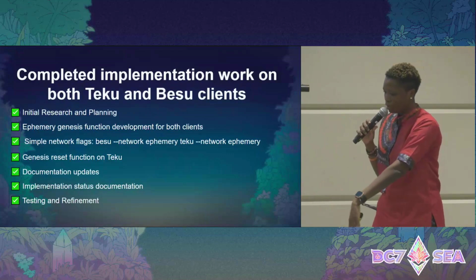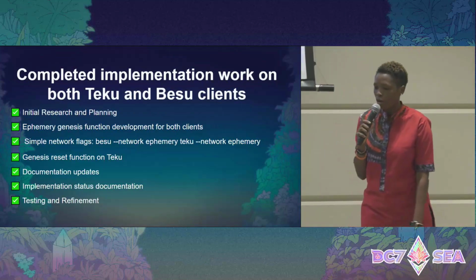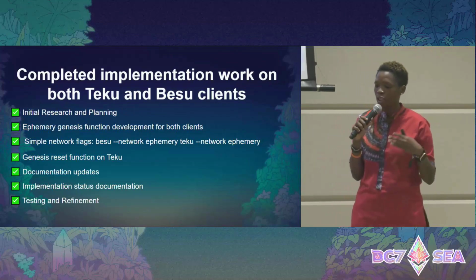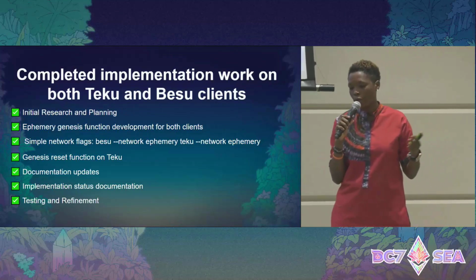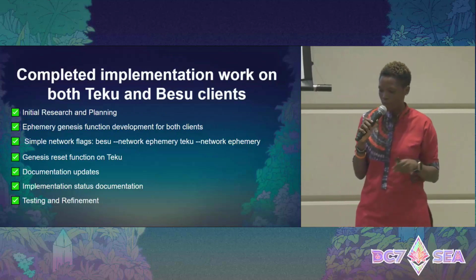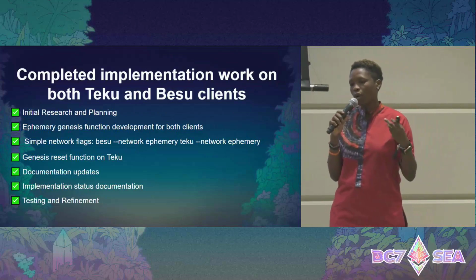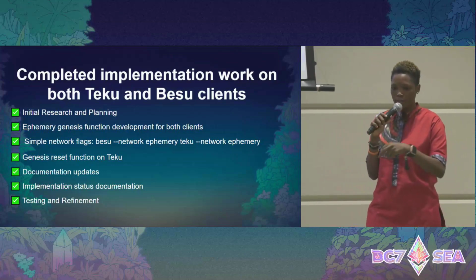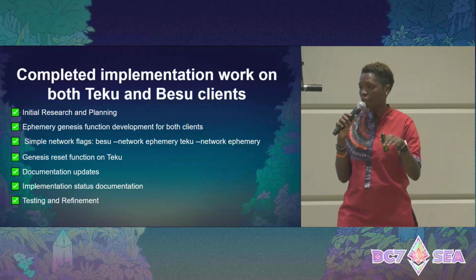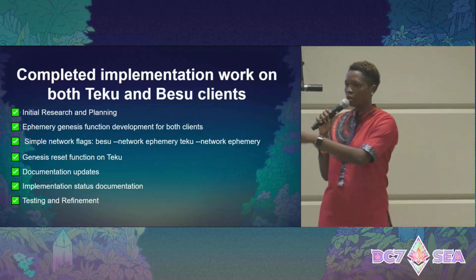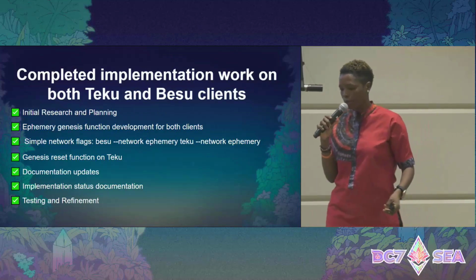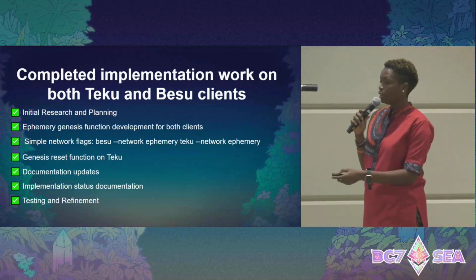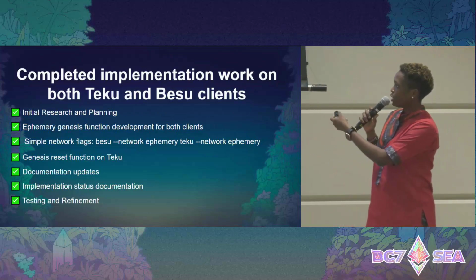Okay, so this is a summary of everything I did on the implementation for Teku and Besu. I completed the initial research, then created a custom function for Ephemery on both the Besu and Teku clients. And right now we have native support on both clients, so you can use the native flag, like for Besu that's network Ephemery, or for Teku that's network Ephemery, and you can do that as well. And then the documentation is also properly updated, and we have suitable tests for all of this.